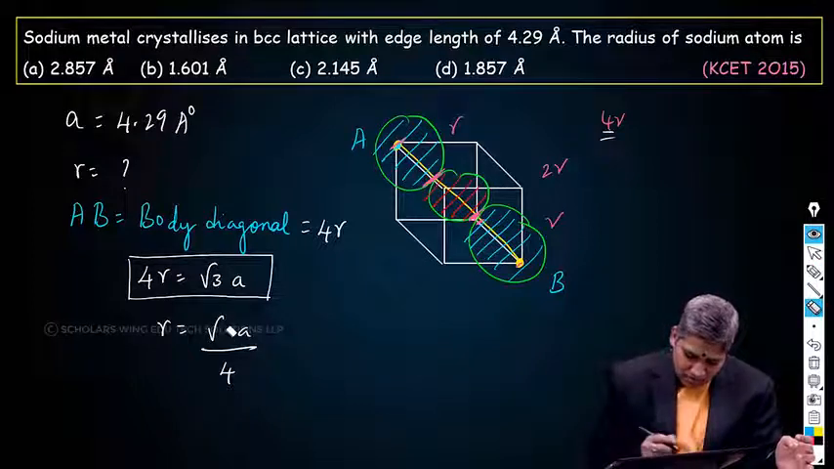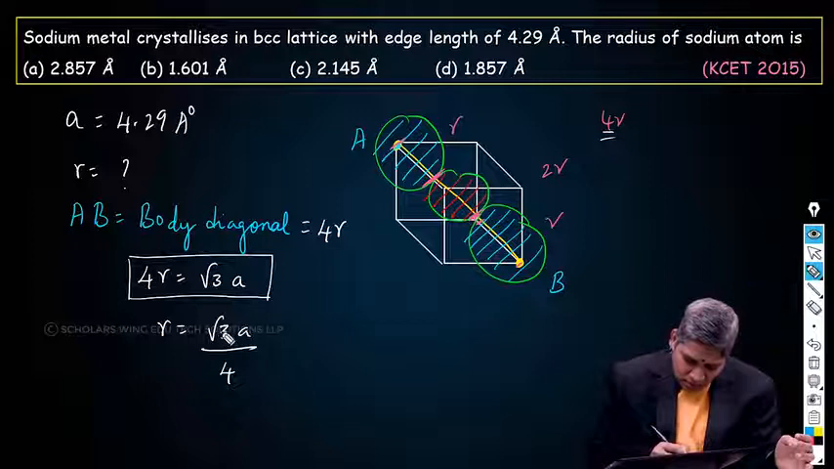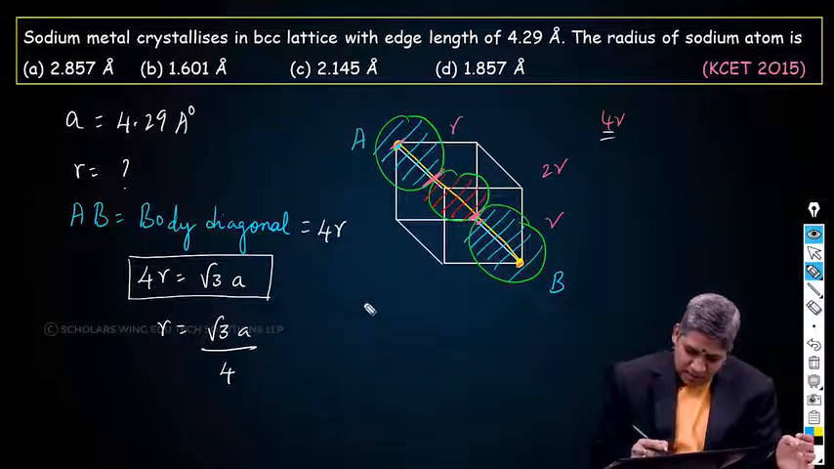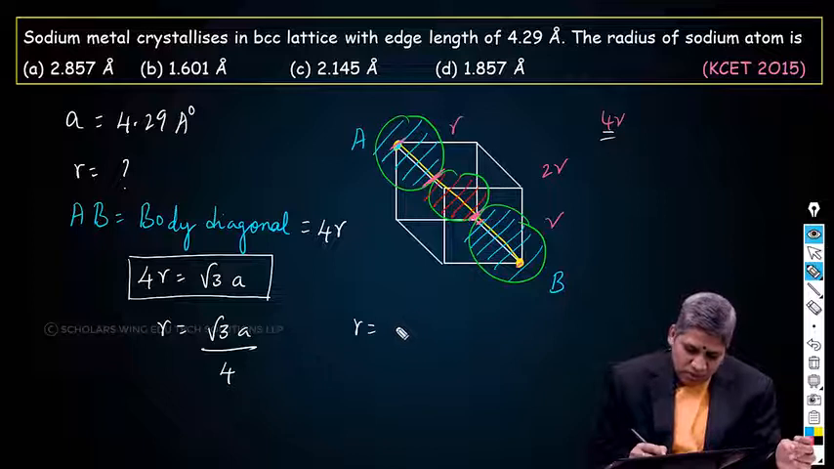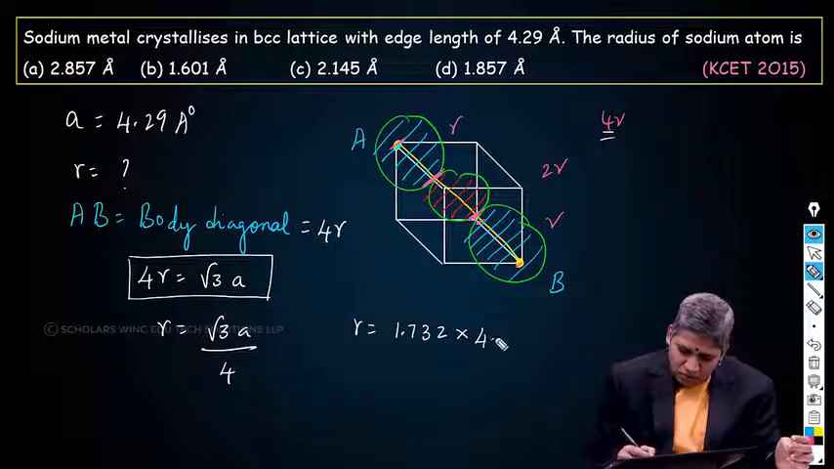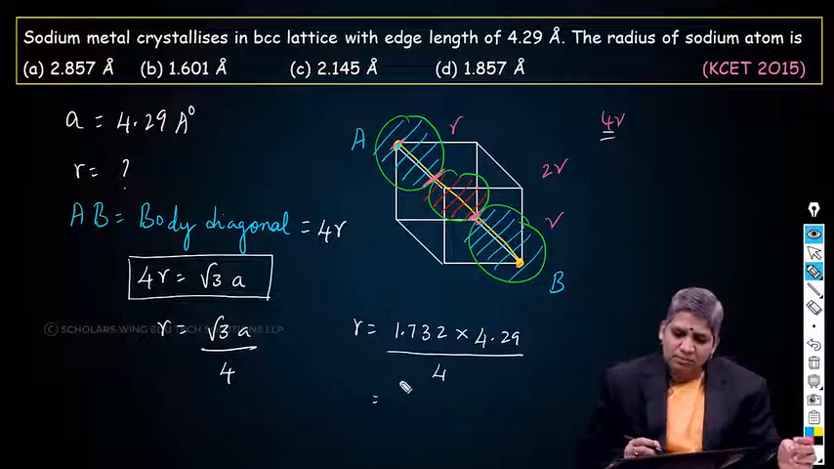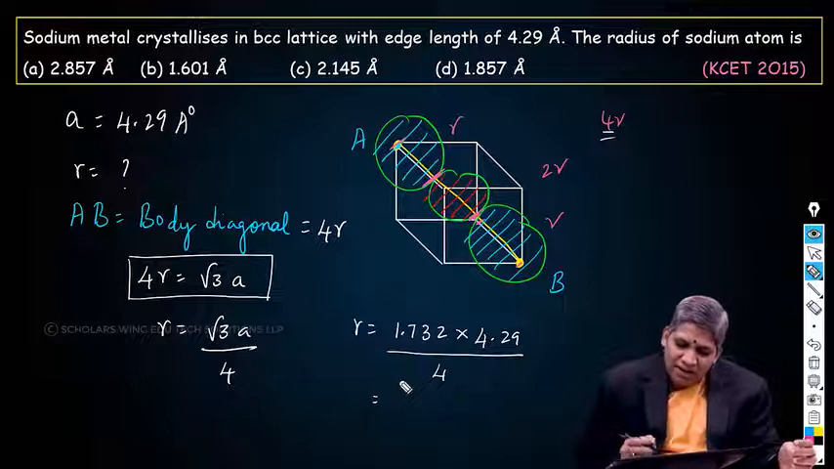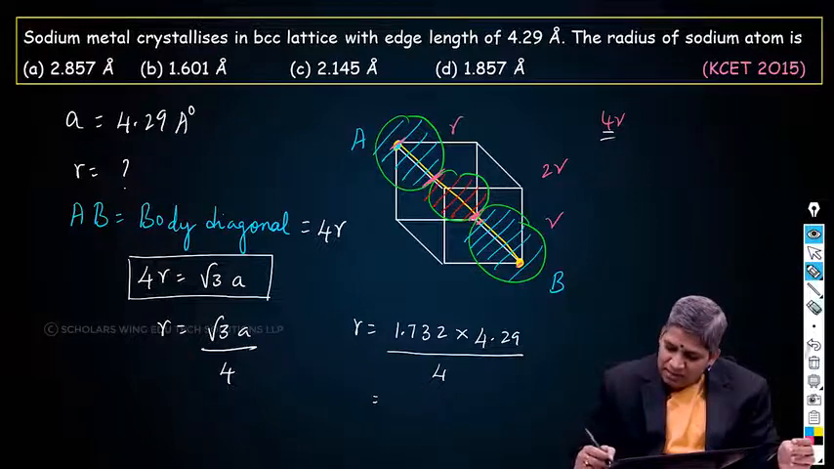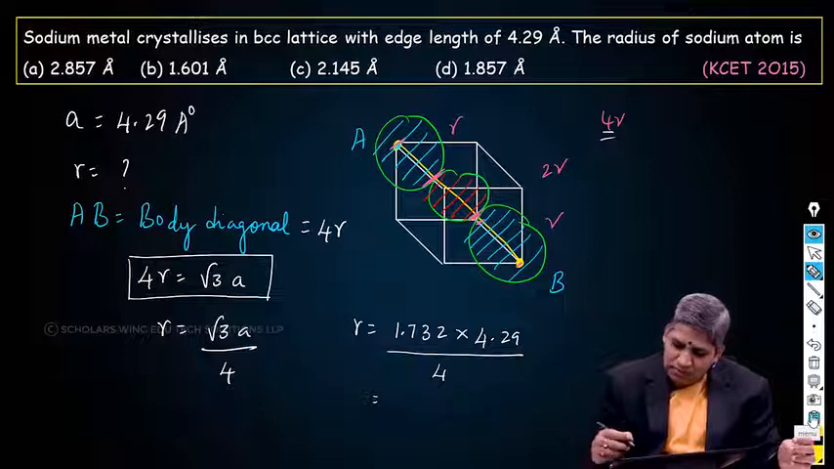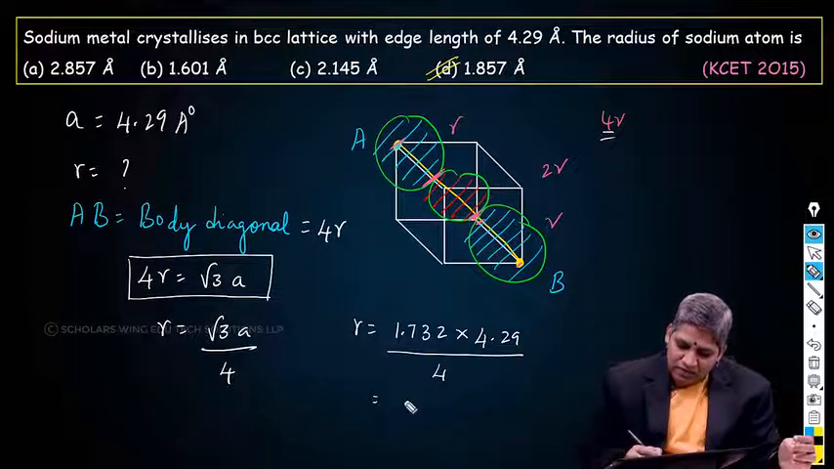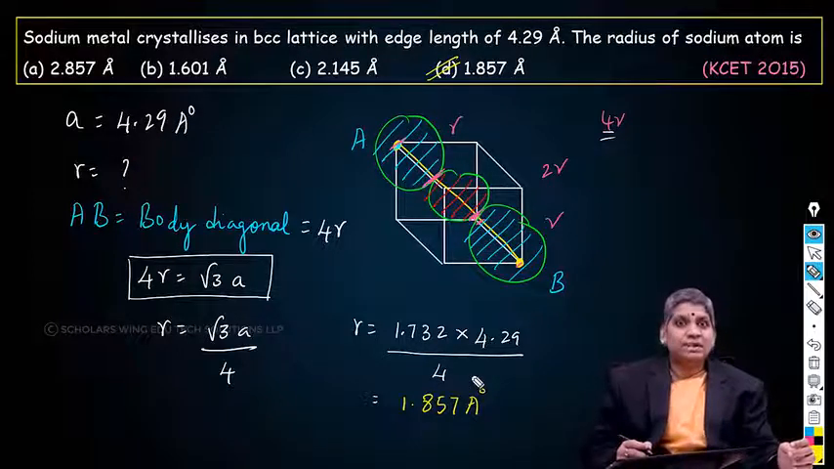Let me write neatly. Root 3. So r now is equal to, what is root 3, my dear? I think it is 1.732. Check it. Into a is 4.29 angstrom given, divided by 4 as per the formula. This comes out to be, if you calculate, 1.857. I have done it, so you also try once. So this is the right answer: 1.857 angstrom unit. Shall we take up the next question now?